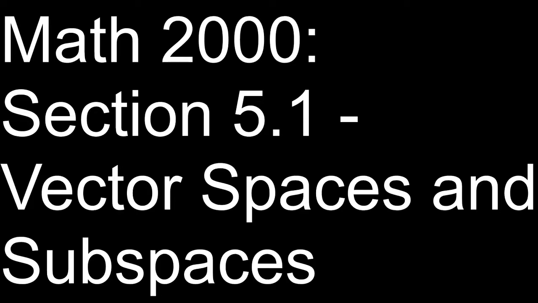Alright, so now we're going to get into some more abstract material. Chapter 5 of your book is titled Euclidean Vector Spaces. And then in Chapter 6, we're going to get into a chapter titled General Vector Spaces.